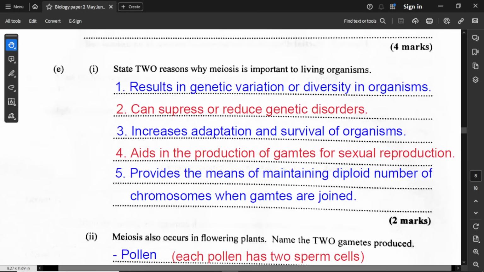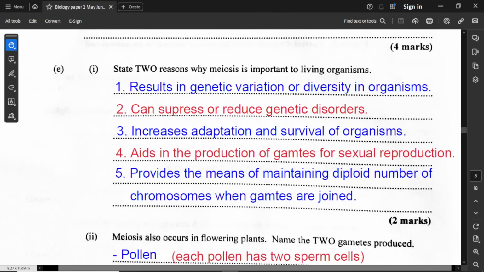Another option that you can put there is that because of meiosis, you can suppress or reduce genetic disorders. For example, sickle cell anemia versus normal blood. So of course, if a person with sickle cell mates with a person with normal blood, the child may not come out with sickle cell and it may eventually fade out, depending on the mating with normal blood persons. The next one is increased adaptation and survival of organisms, and that one is closely related to number one, because of diversity and variation, of course.